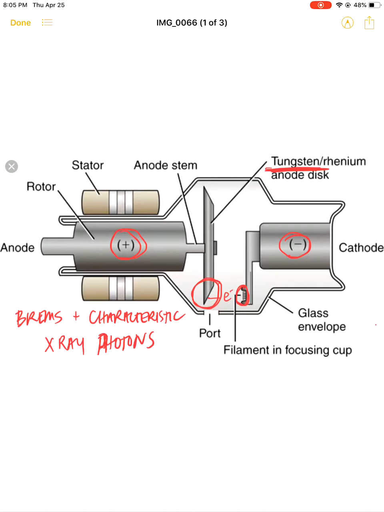And that is how X-ray photons are produced. Electrons are moving from the negative side to the positive side. Electrons from the filament hit the target, which is made of tungsten. And that's where the X-ray photons are produced.